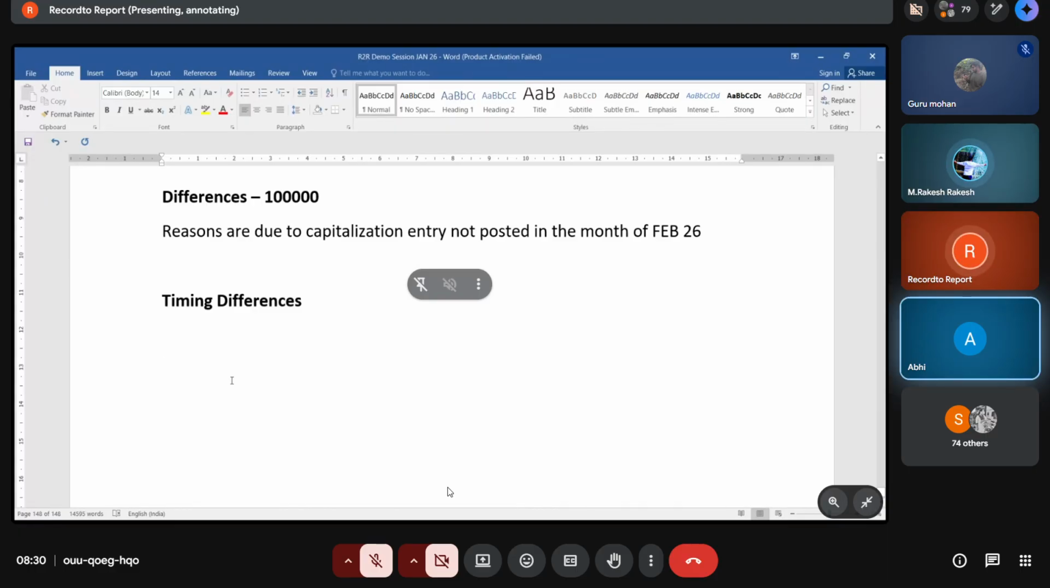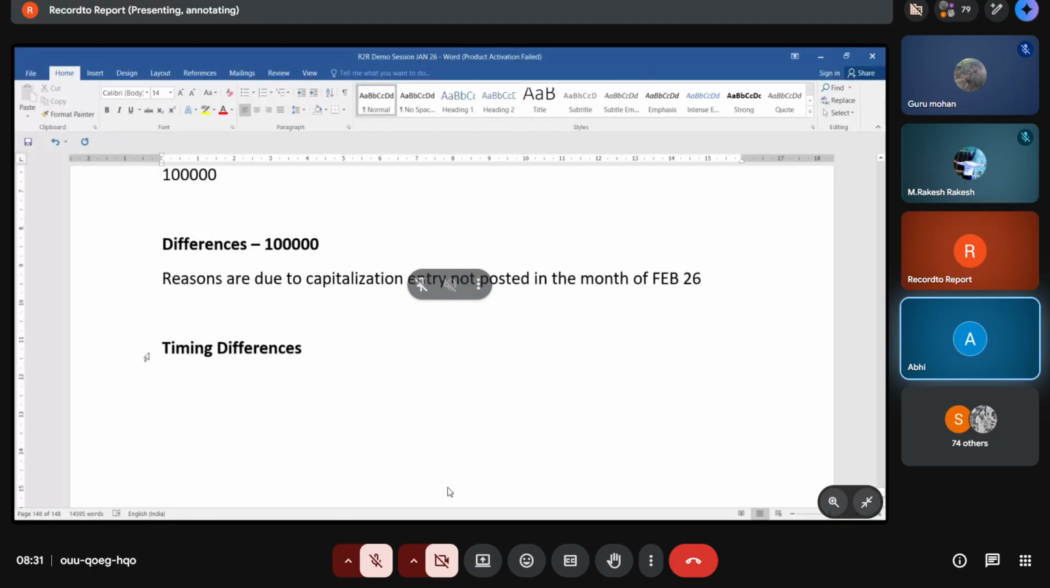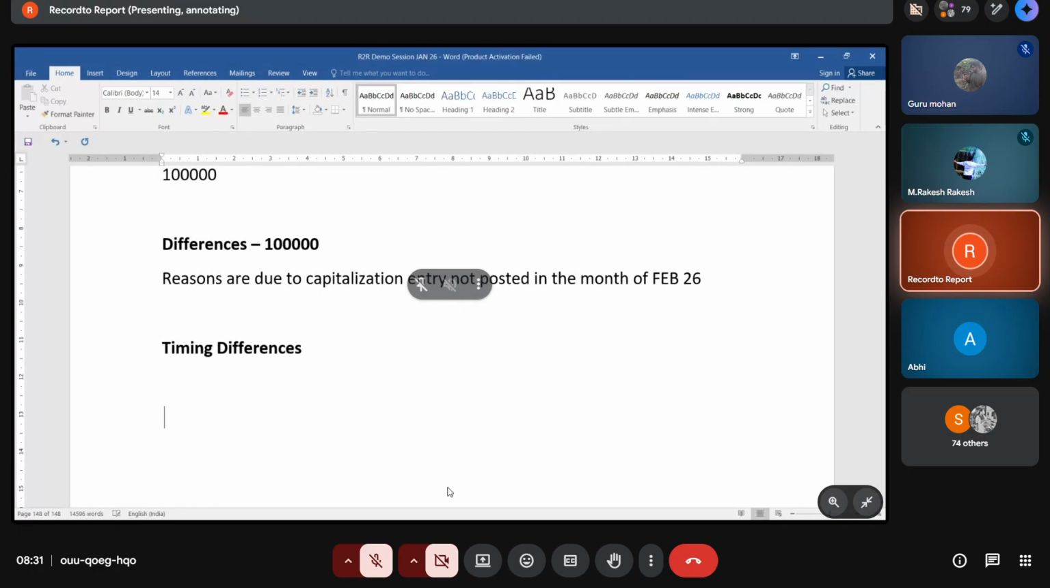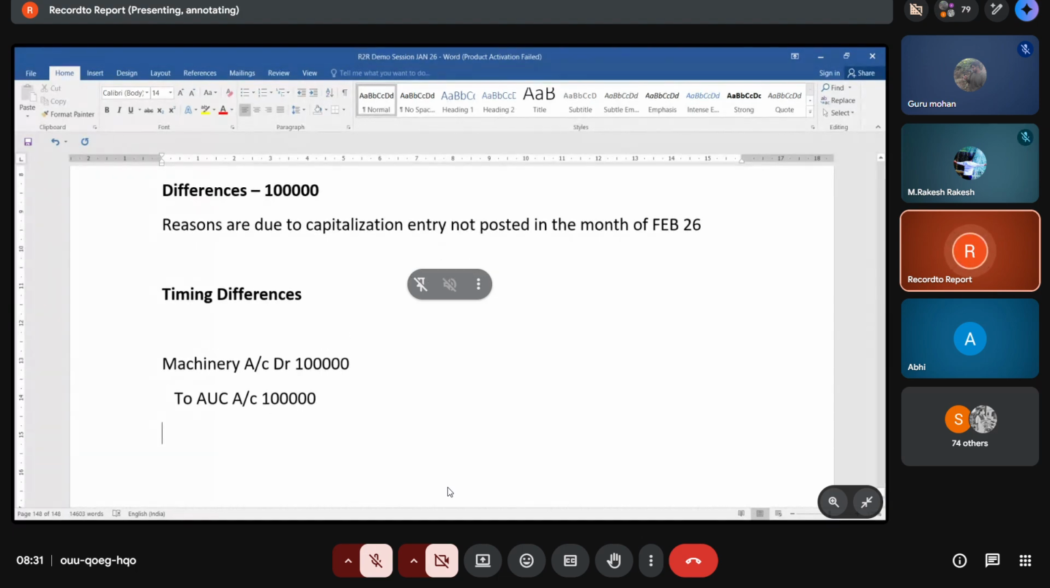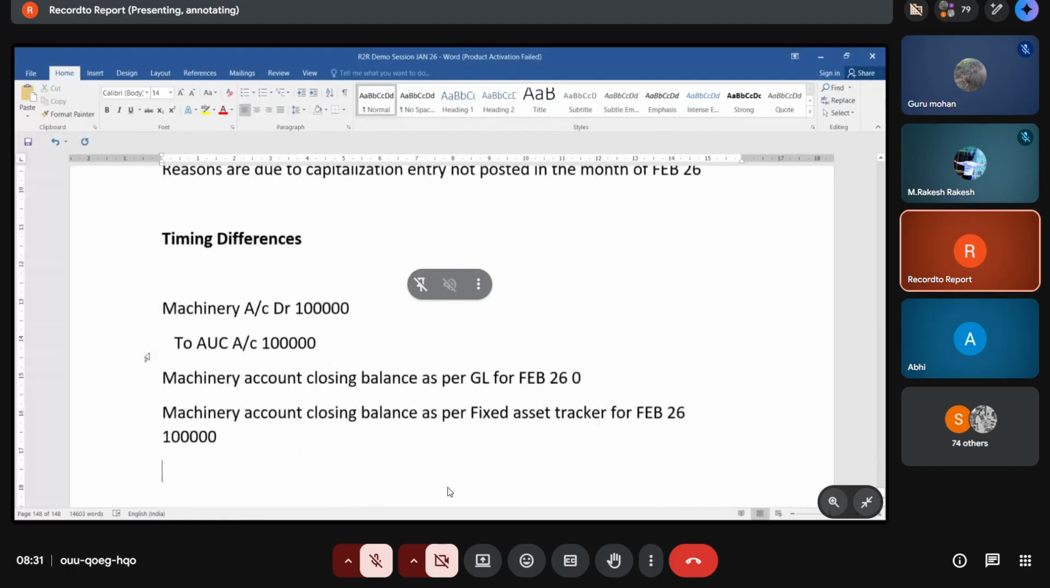What is the capitalization? Asset account capitalization. Asset account debit, that is machinery account debit. What is the money? 1 lakh to asset under construction account. So after posting this entry, what will happen? Your machinery balance and both balances.